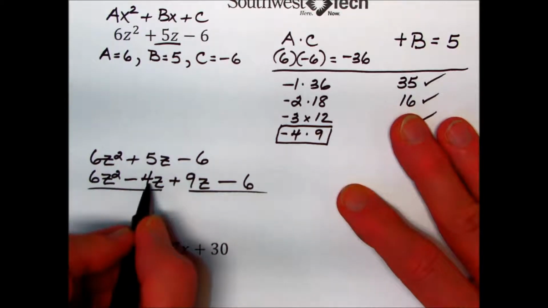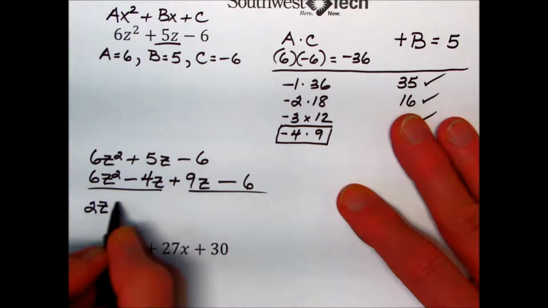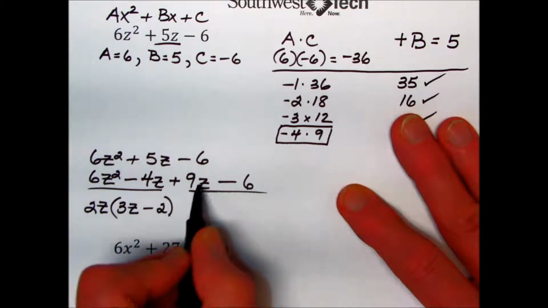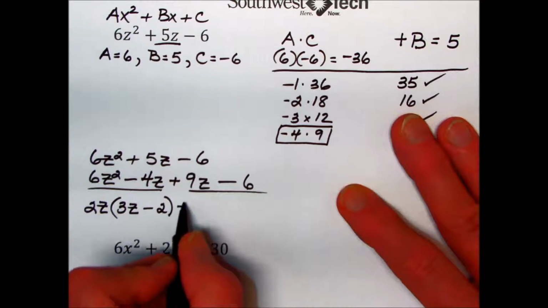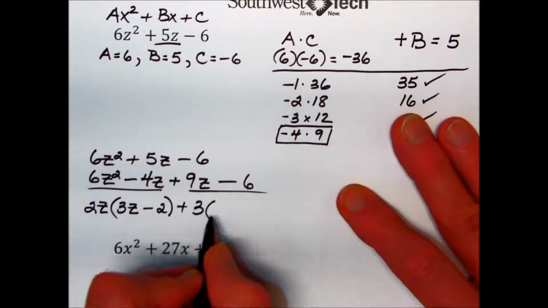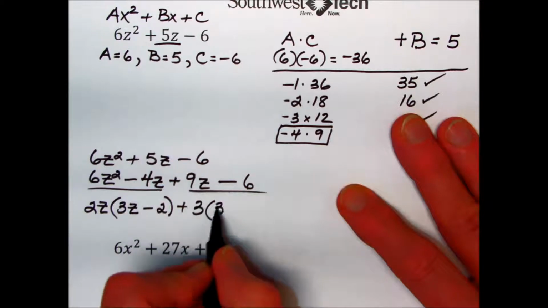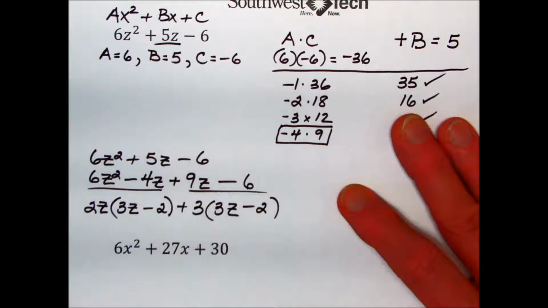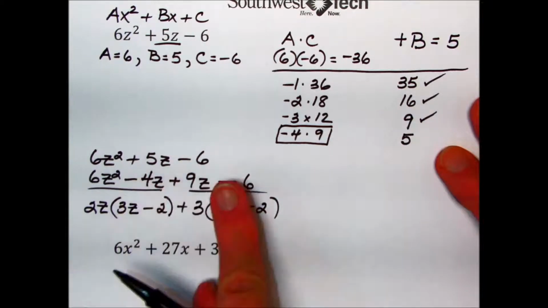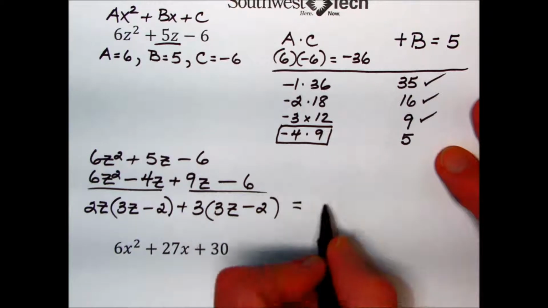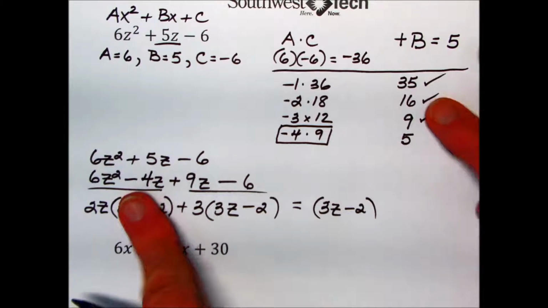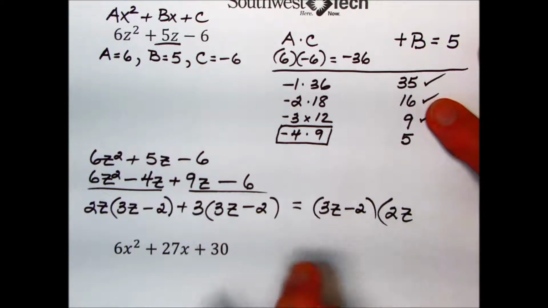Greatest common factor, we have a 2 and a z in the first two terms. That will leave a 3z when we factor it out, and a minus 2. What's common between the second pair? There is a 3 common. Divide this term by 3, leaves a 3z. Divide this by 3, leaves a minus 2. Look, we have the same binomial in each of these terms. So factoring out that binomial from the left leaves a 2z.